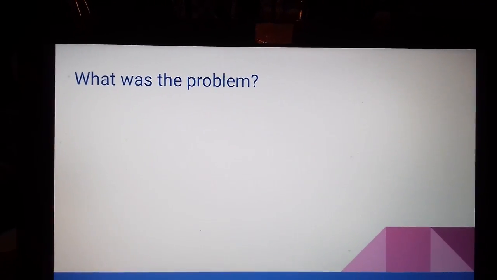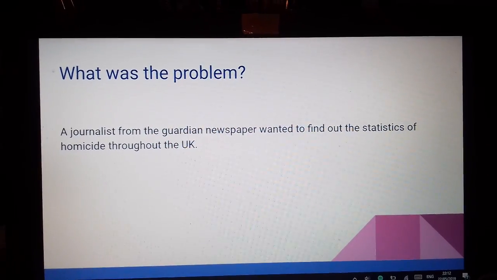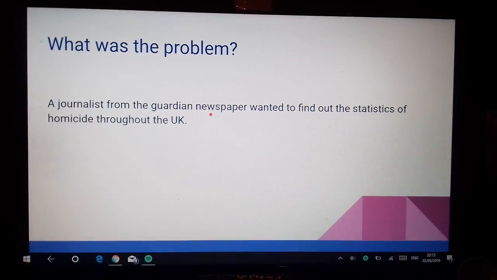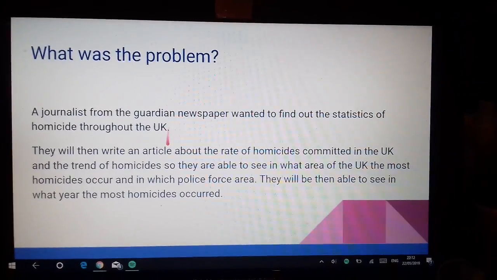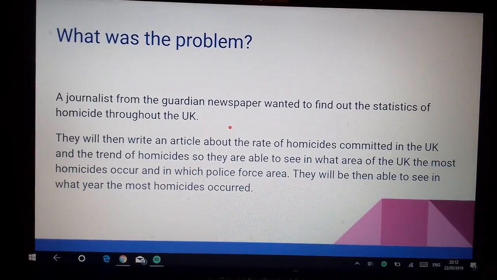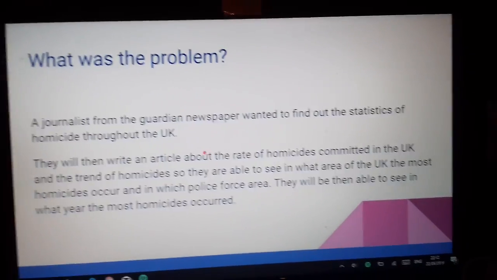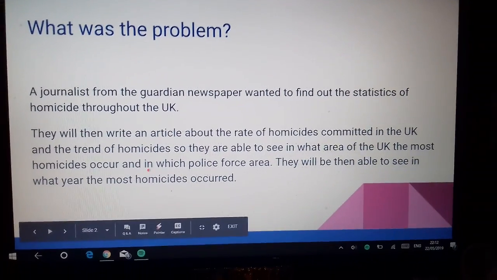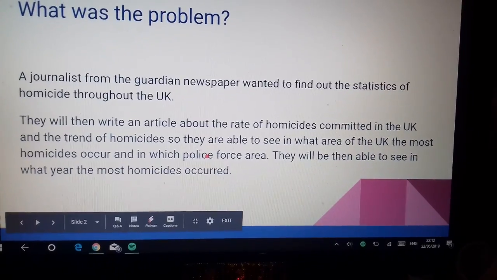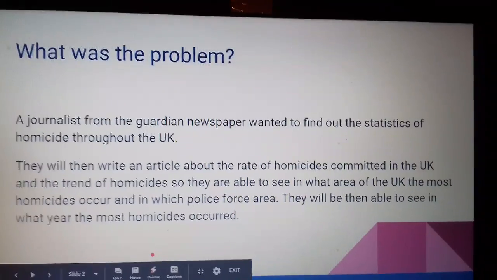What was the problem that I was asked to analyse? So a journalist from the Guardian newspaper wanted to find out what the statistics of the homicide rate through the UK were. So I was tasked with finding out all the information that they could use easily to write a newspaper article with, so that they could highlight how many homicides occurred in each police force area and region, so that they could make an article about it.